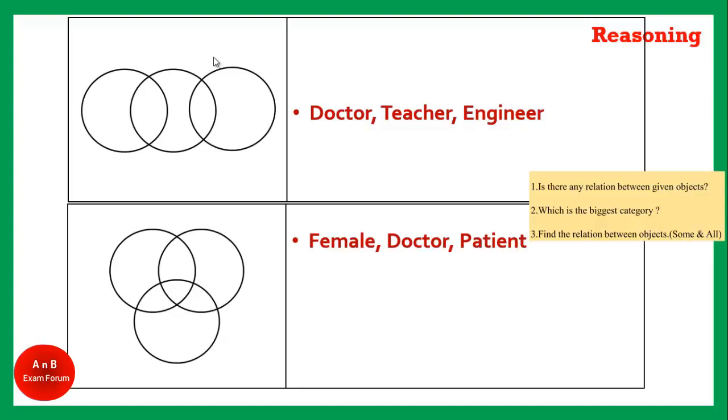The question is female, doctor and patient. Again, is there any relationship? Yes, a doctor can be female or male, and a patient can be male or female. Which is the biggest category? I think female is the biggest category, right?